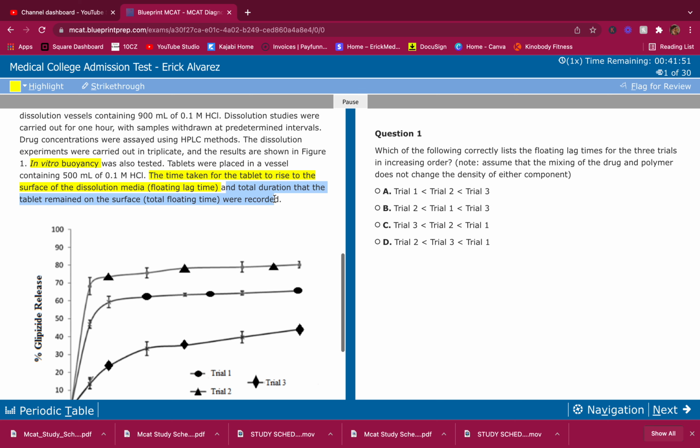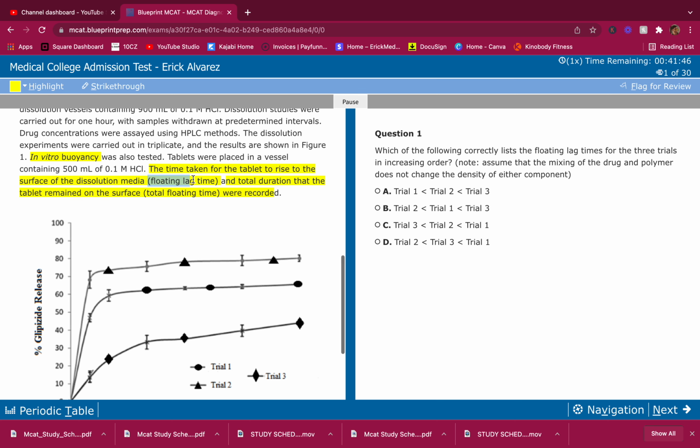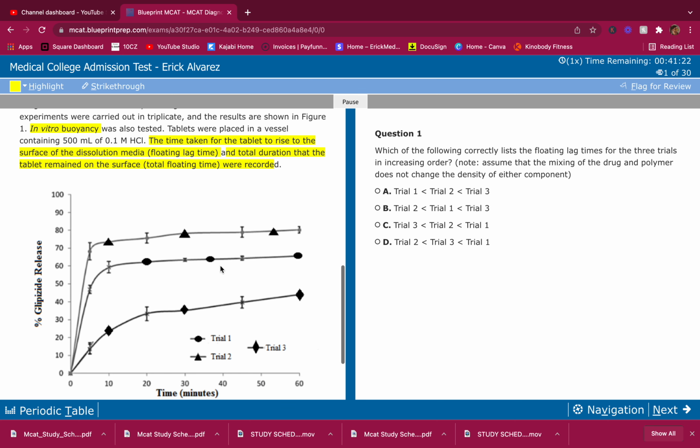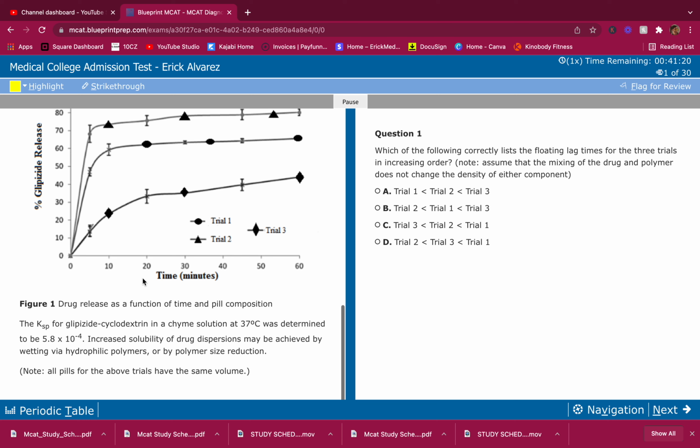I'm going to highlight this here. This stuck out to me. Okay. Floating lag time, total floating time. Okay. I'm sure this is important for the drug delivery. If we float longer, is that better for drug delivery? If we float less, is that better? If the floating lag time is less, is that better? If the floating lag time is higher, is that better? I don't know. So I'm going to highlight this. That's another factor that they can test in this experiment. Okay, and here's figure 1.